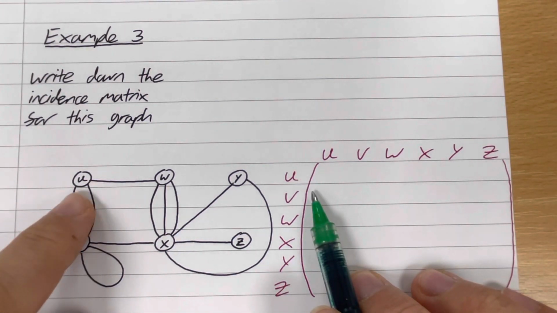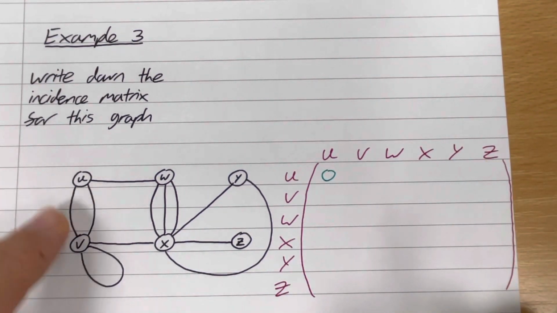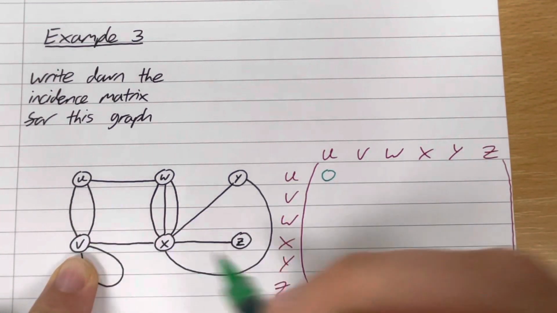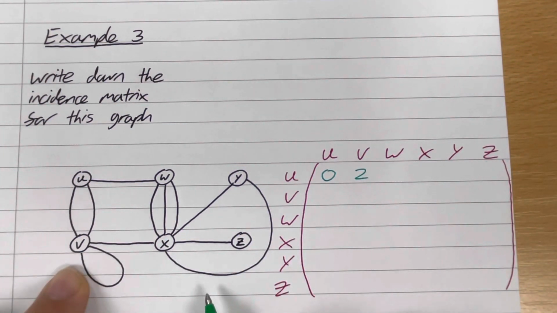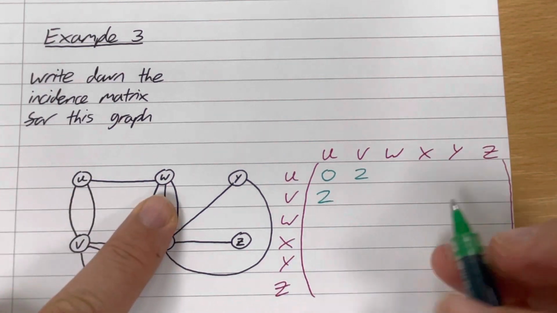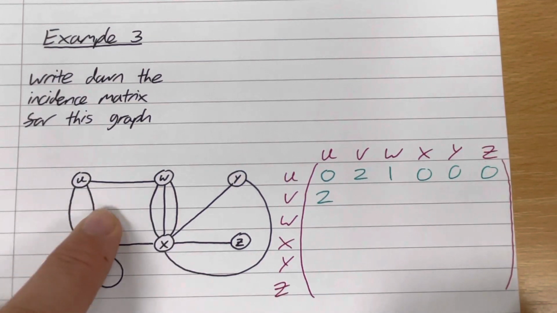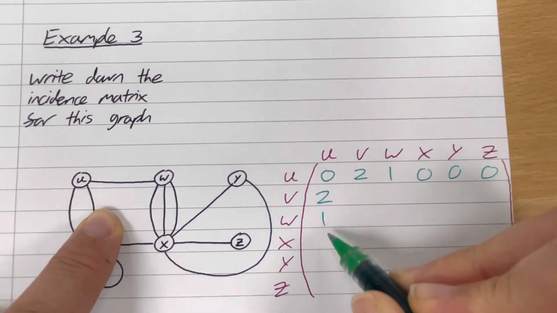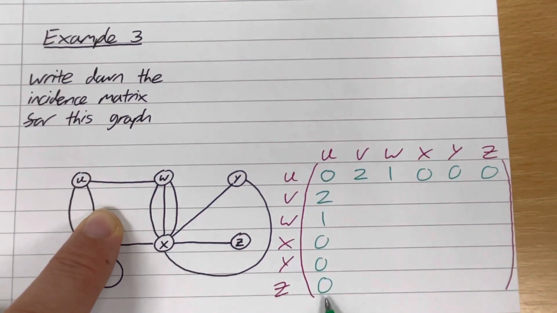So let's just look at U first of all. U does not connect to itself, so the 0 goes in there. U connects to V with 2 different arcs, so we're going to get 2 in there. Nothing is directed on this graph, so it's going to be symmetrical. U connects to W once, and those are the only arcs we have for U, so nothing else. And because it's symmetrical, I can fill in that column. Okay, so this row is going to equal this column.